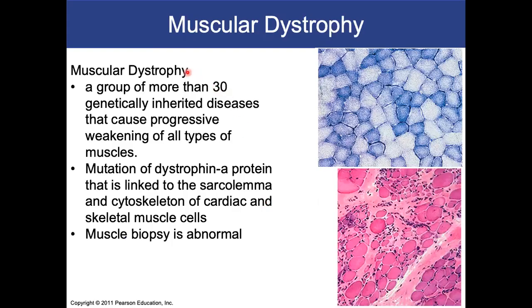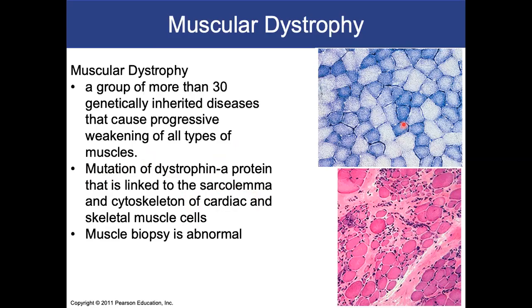Muscular dystrophy is another big one. It's a group of more than 30 genetically inherited diseases that cause progressive weakening of all types of muscle. It is due to a mutation of dystrophin, a protein that's linked to the sarcolemma and cytoskeleton of cardiac and skeletal muscle cells. Dystrophin is mutated. It's hereditary, and because of that, the muscle fibers are misshapen.